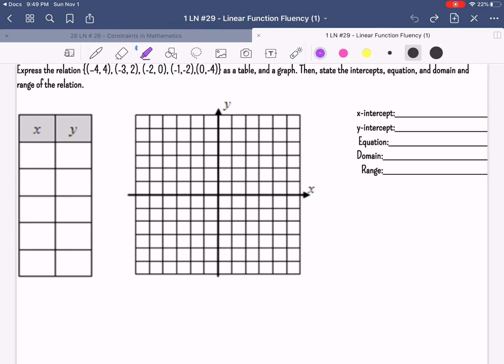The question says, express the relation, it gives us a set of points, as a table and a graph. Then state the intercepts, equation, and the domain and range of the relation. We could just graph it if we wanted, but first we're going to put the values in a table. All the ones I highlighted in purple are the x values, because we have x and y.